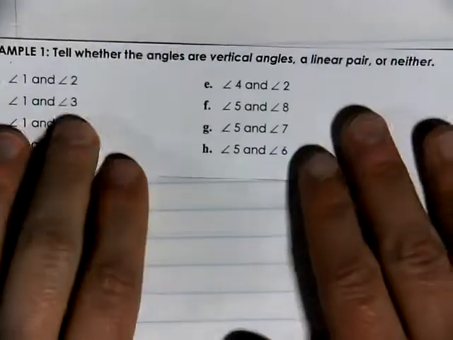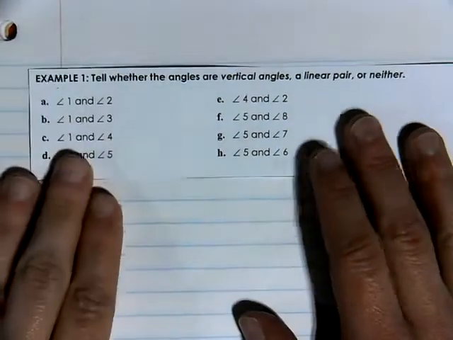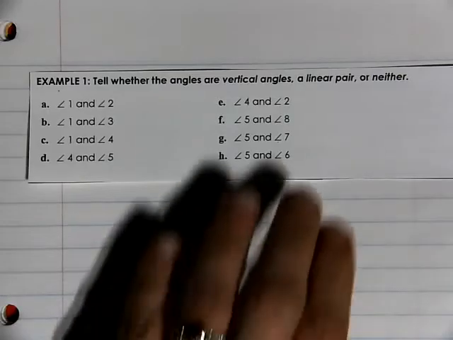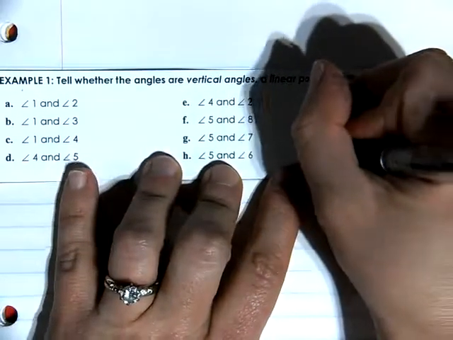All right, let's go ahead. Now that we've talked about our definitions, we're going to do a really quick example before hopping into a proof. And that example on the next page is going to be to tell whether the angles are linear pair, vertical, or neither. And now that I'm looking at my picture, I can see that you can't see the picture. So I'm going to go ahead and draw it in for you guys.